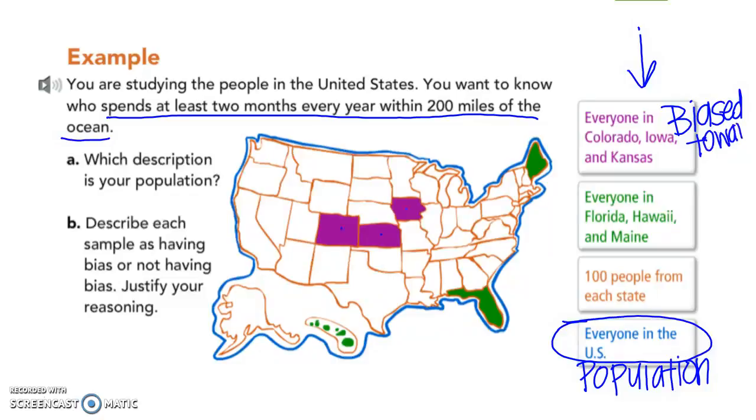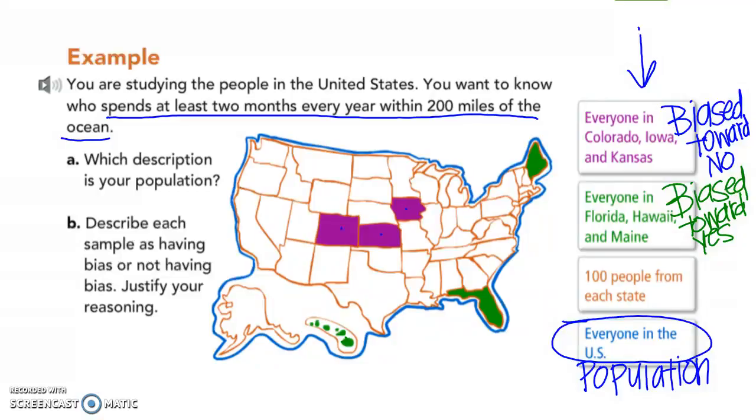So biased towards no. All right, what if we interviewed everyone who lives in Florida, Hawaii, and Maine? Is Maine close to the ocean? Yes. Is Florida close to the ocean? Yes. Is Hawaii close to the ocean? Yes. So is this a biased sample? Yeah, this one is biased towards yes. Probably the large majority of the people that live in those 3 states would say, yeah, I spend 2 months of the year at least near the ocean.